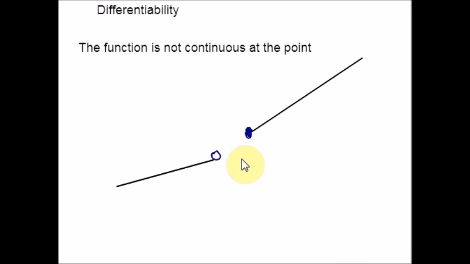The graph would look like this when the function is not continuous at that point. So how can you make a tangent line here? It is not possible. Am I right? So the function is not continuous at that point. Okay, now let's see the second one.